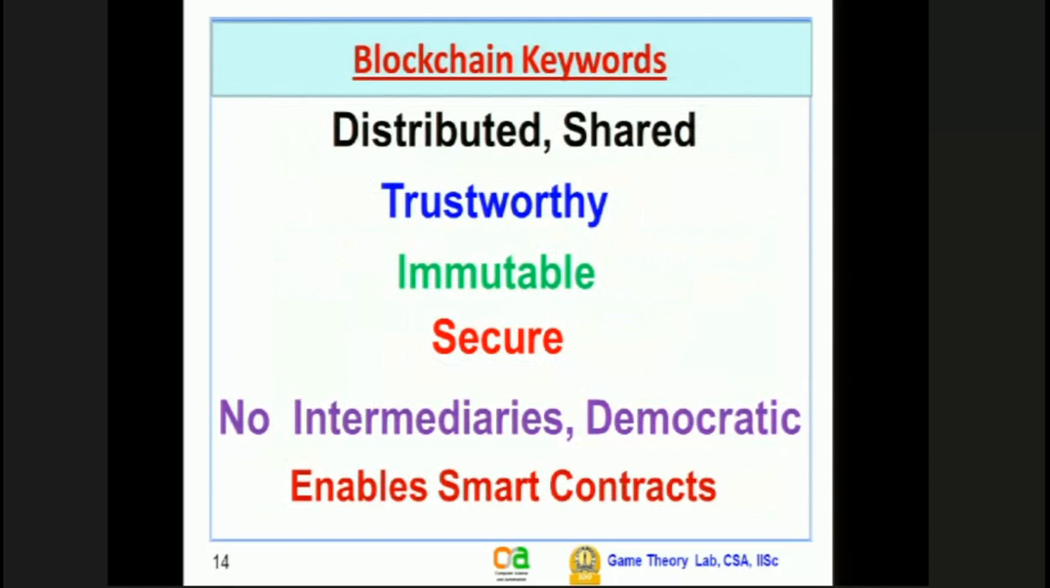Okay, so these are some of the keywords that we should remember about blockchains. Distributed, it's naturally distributed. It is shared because that ledger or the distributed ledger is available at every single node. It's trustworthy. It cannot be changed. It's immutable. It is also secure. We are going to see that you can build in a wide variety of cryptographic protocols, which will provide different levels of security into the blockchains. No intermediaries are necessary. It's highly democratic because almost anybody can become a part of the blockchain network. And another very important aspect is that it enables execution of the so-called smart contracts, about which we'll come to know very soon.